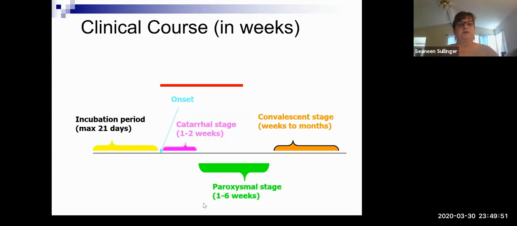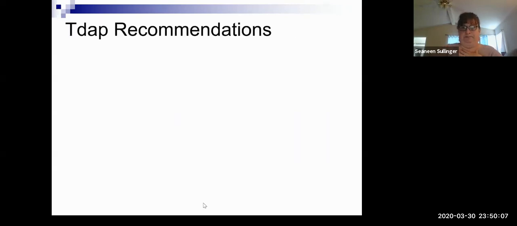So here is a visual of the incubation, which can be up to 21 days. Then you get the onset, that sort of inflammation stage, and then the coughing paroxysmal stage, and then that convalescent stage, which can be weeks to months.